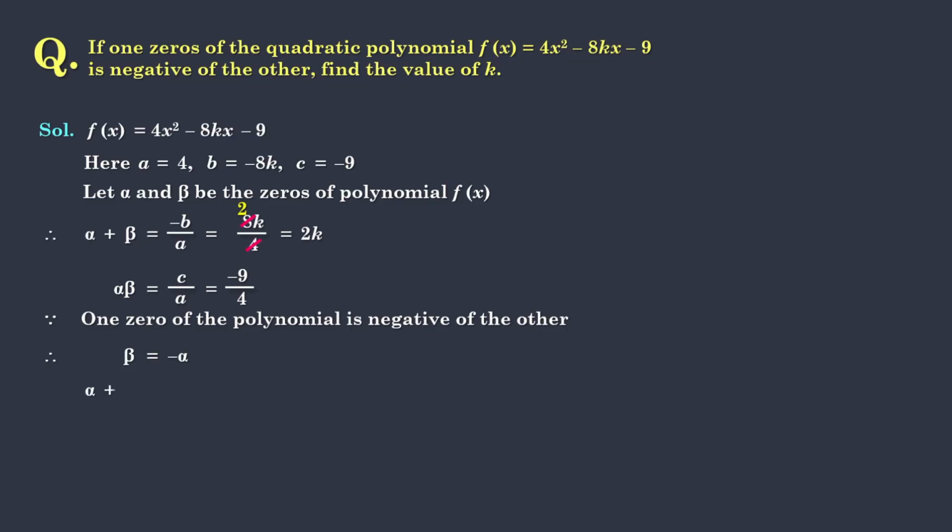Therefore, the sum of alpha and beta becomes alpha plus negative alpha, which equals 0. But from the relation between the zeros and coefficients, the sum is also equal to 2k. So 2k must be equal to 0. Therefore, the value of k is 0.